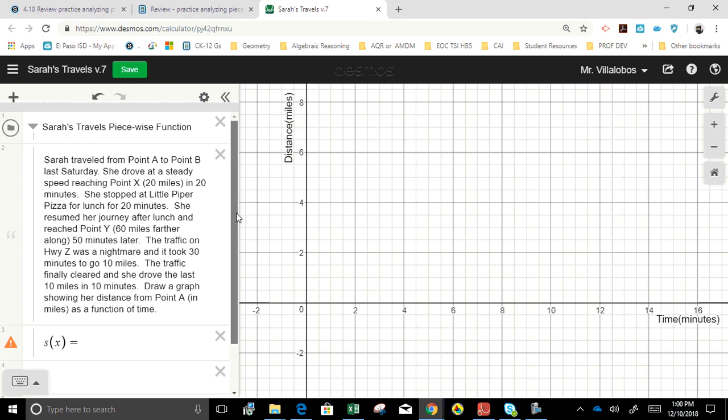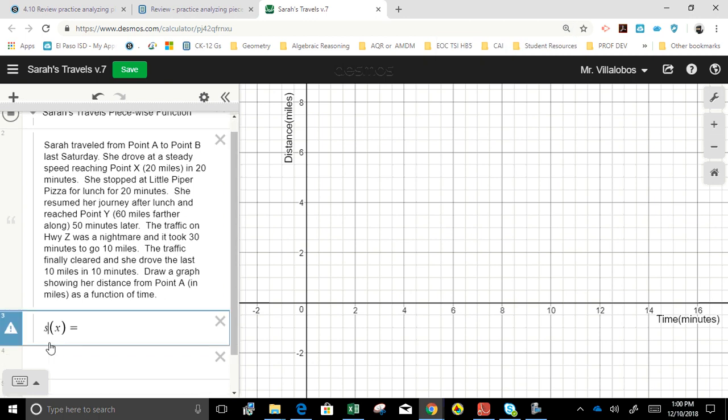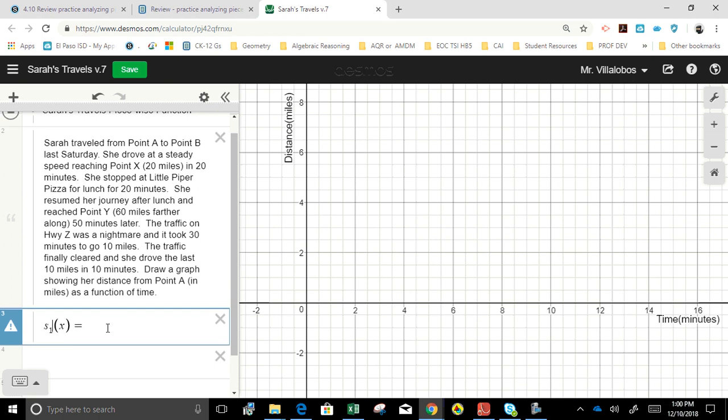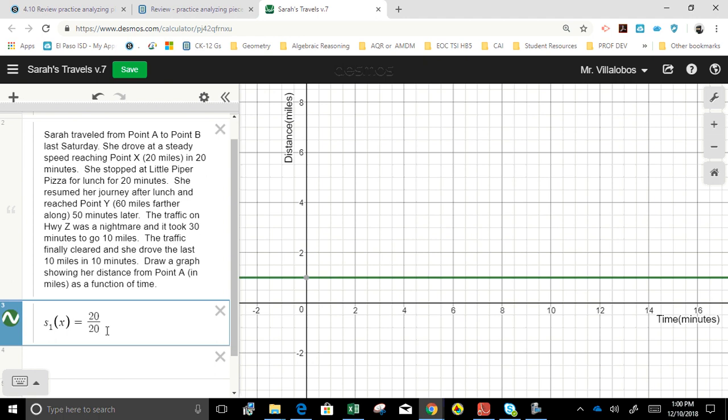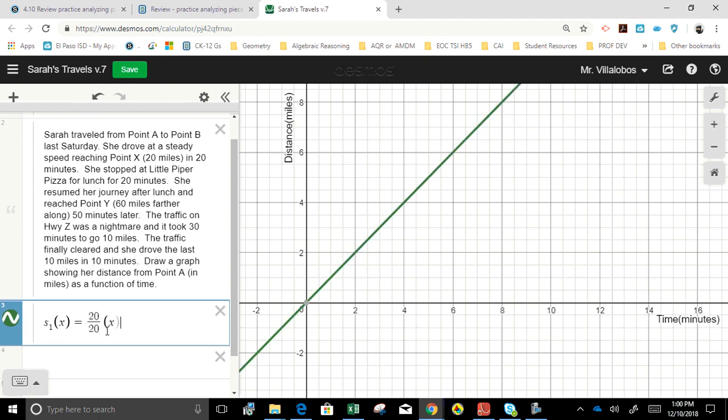Okay. So now, since this is the first part, I'm going to call this S1 of X. And she went 20 miles in 20 minutes. So that's my slope. Okay? And she went through 0, 0. So I don't have to add anything. But I do have to restrict this, because that's a curly bracket, by the way.